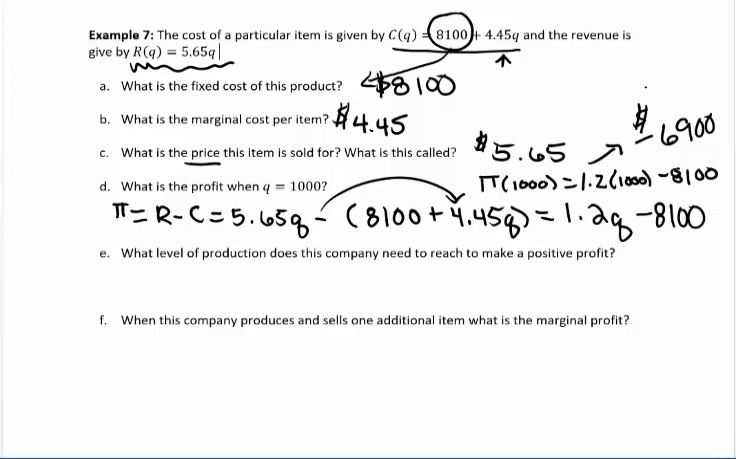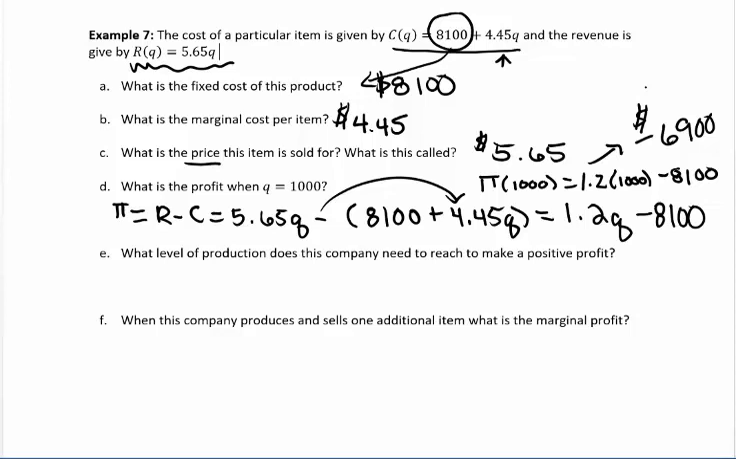Part E, what level of production does this company need to reach to make a positive profit? So we noticed before that our profit was negative at 1,000. So we know that we're going to need to make and sell more than that, most likely, to get into a positive space. So what we're really looking for here is the break-even point.